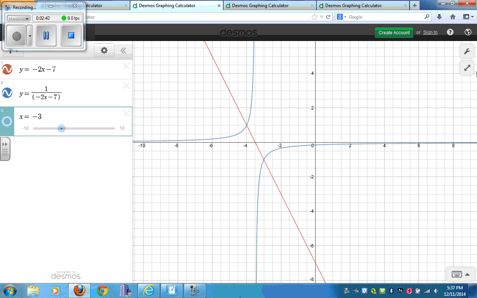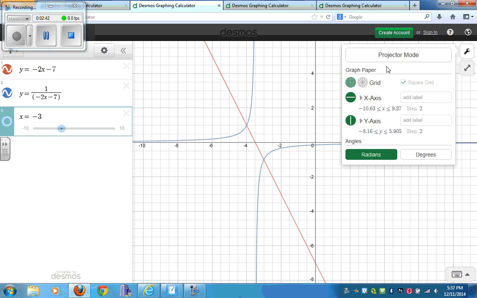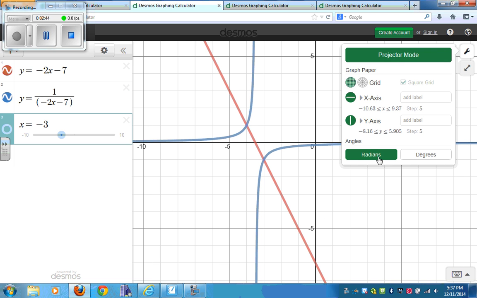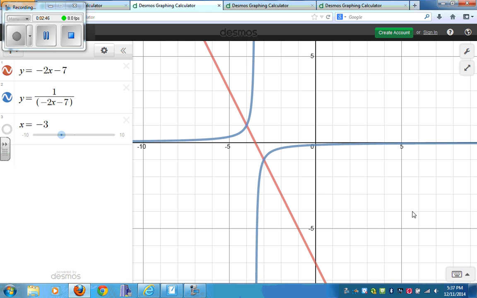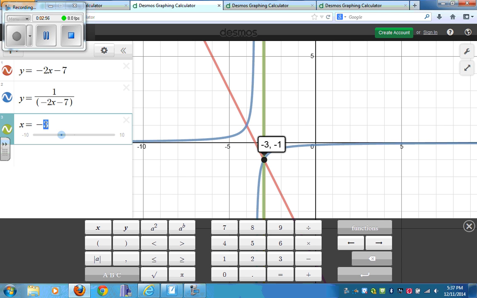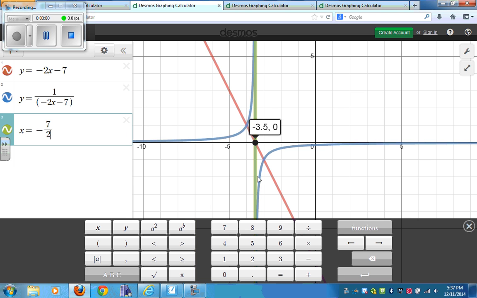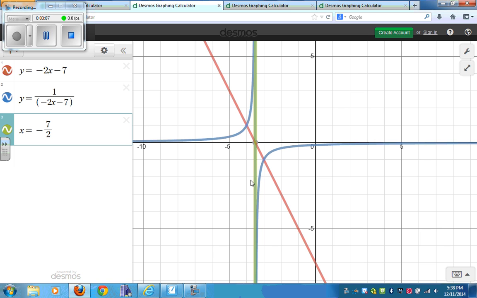And let's see what that looks like. Why don't I turn on projector mode so you can see it? Okay. Again, we see some interesting things. If I were to graph the line x equals negative 3, that isn't at all what I want to graph. x equals negative 7/2. You'll notice that we have a line that it approaches, but it never touches.